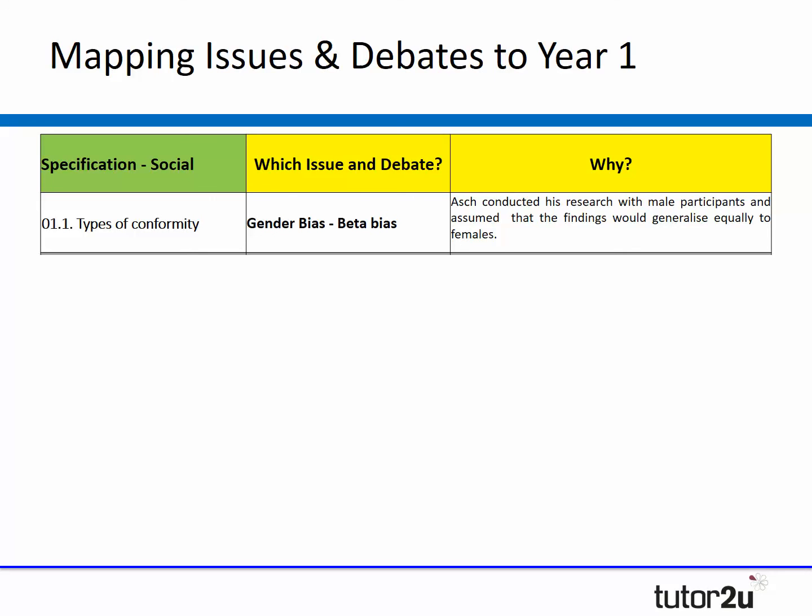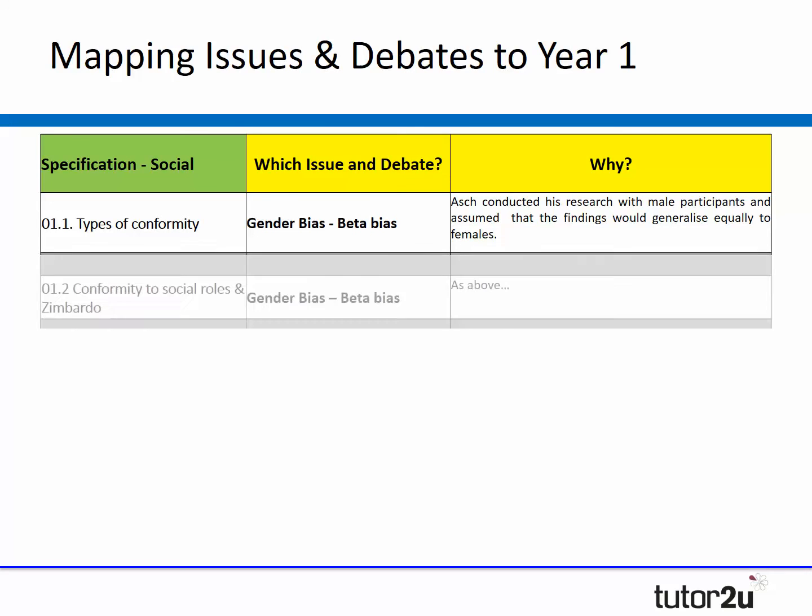I'm just going to do one for you as an example. So let's think types of conformity. We might say there's a clear gender bias in the research because Asch conducted his research with male participants and he therefore assumed the findings would generalise to females. That's known as a beta bias. If we look at the second point in the social spec, we've got Zimbardo and conformity to social roles. And there we've got gender bias and beta bias again, because Zimbardo did exactly the same as Asch. He tested male participants and he assumed the findings were generalised to females.